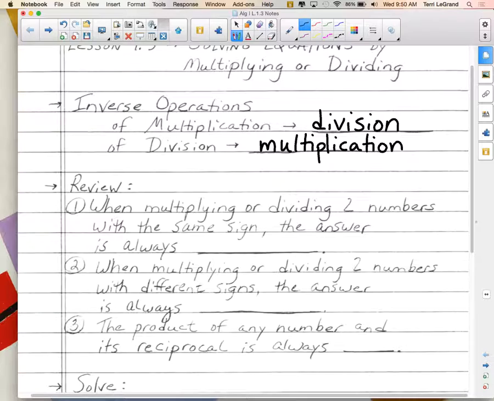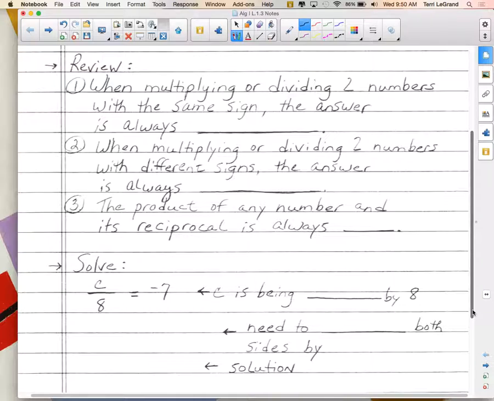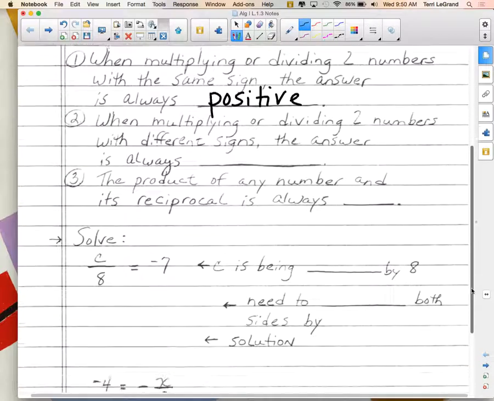So we're going to use those inverse operations to help us out. But then we also have to remember some of the rules for when you're multiplying and dividing. When you're multiplying or dividing two numbers with the same sign, I mean a positive by a positive or a negative by a negative, the answer will always be what? Positive. It's always a positive result. Okay, so if both are positive or both are negative, they both have the same sign, you will always get a positive result.